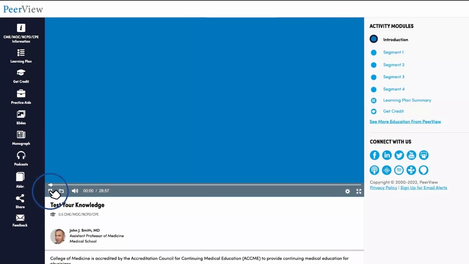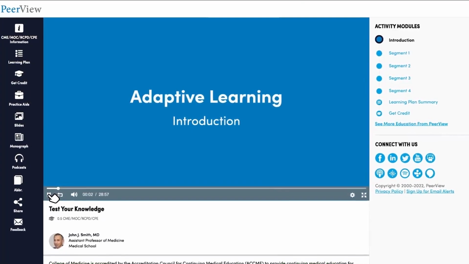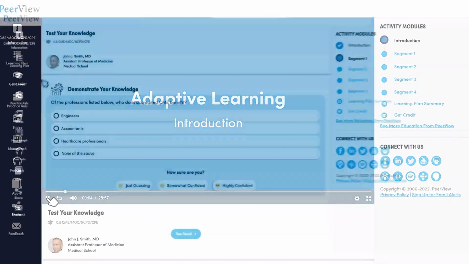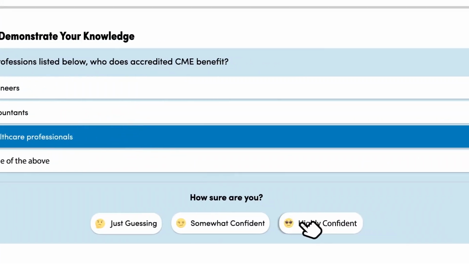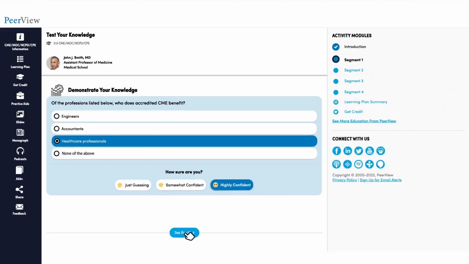Can you answer the questions correctly? Find out in this activity that is customized to you. Test your current knowledge with the series of questions related to the topic and rate your confidence for each answer.